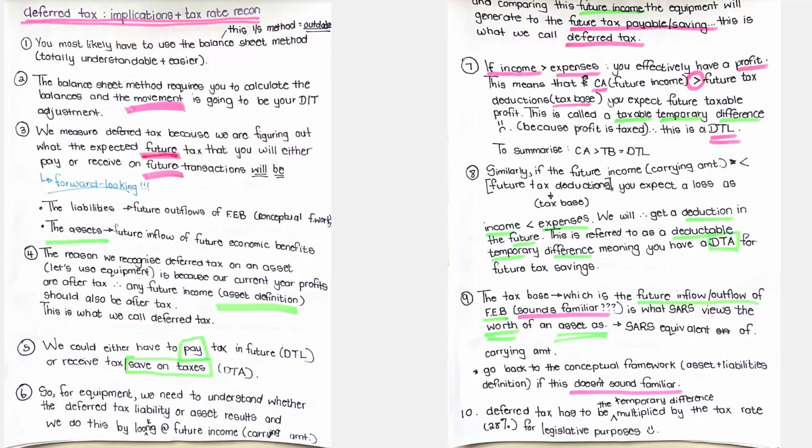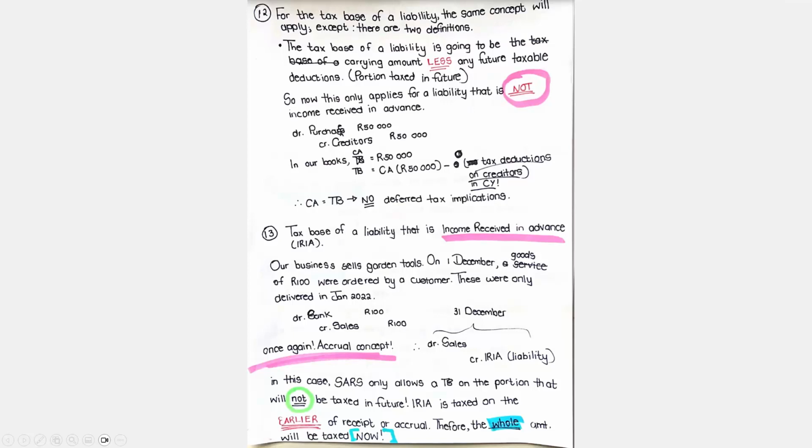Deferred tax is the temporary difference multiplied by the tax rate. My slides are outdated. It's now 27% for legislative purposes. So always remember that deferred tax is a forward-looking estimate. Point 11 I found really arbitrary, so I removed that page. So now we get to point 12.